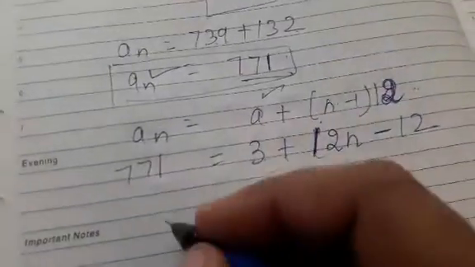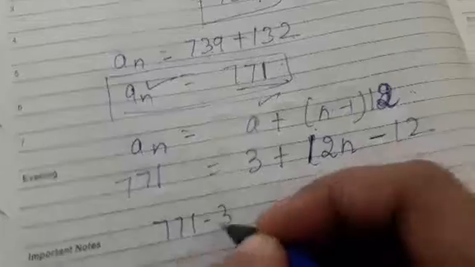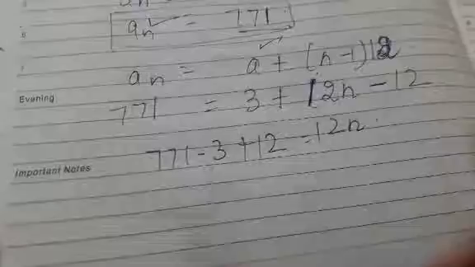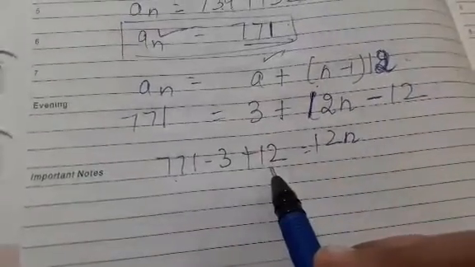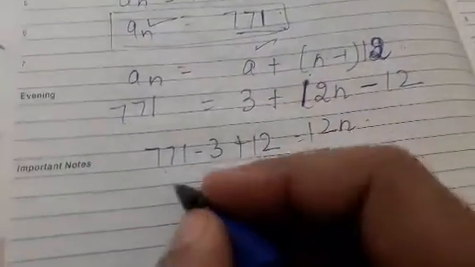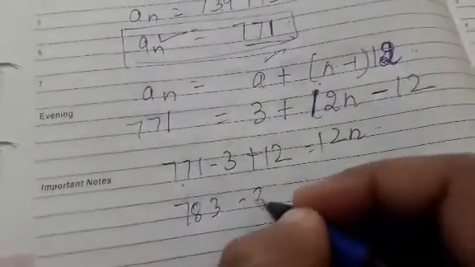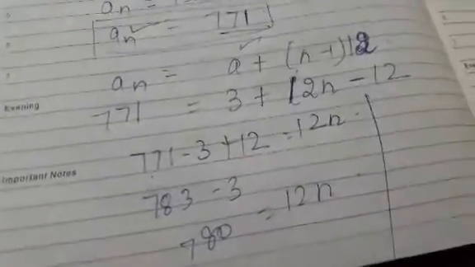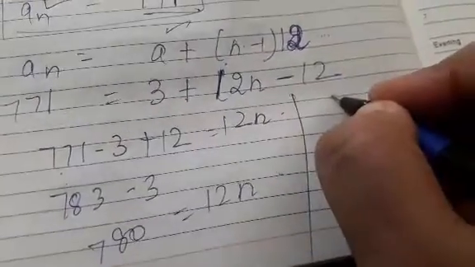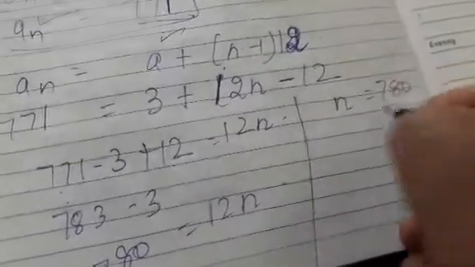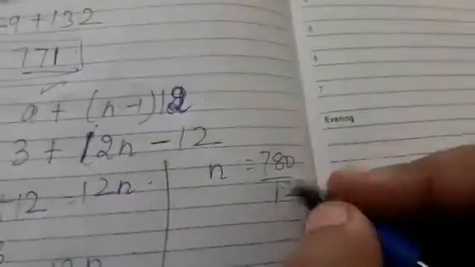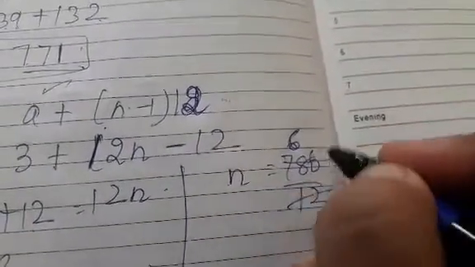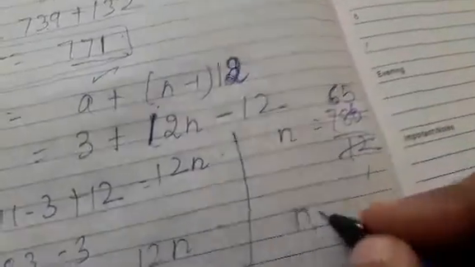Now 771 minus 3 plus 12 is equal to 12n. 771 plus 12 will give you 783. 783 minus 3 will give you 780, which is equal to 12n. Now to find n we write n is equal to 780 upon 12. We cancel 12: 12 sixes are 72, and 12 fives are 60, so 65. Therefore the answer for n is 65.